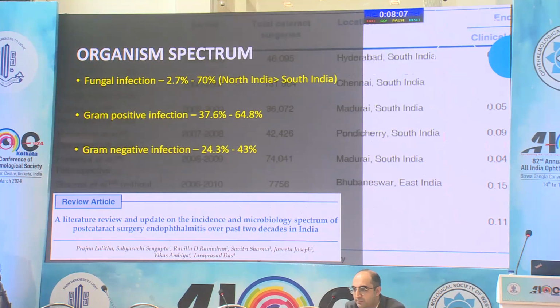So if you look at the organism spectrum, the fungal infection accounted for 2.7 to 70%, and it was mostly from North India, and gram positive infection was 37.6 to 6.4, and gram negative was 24 to 43%.